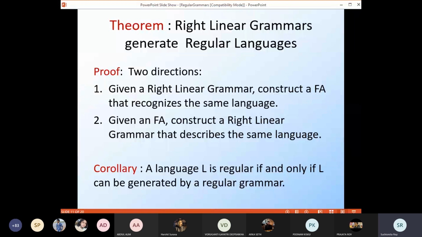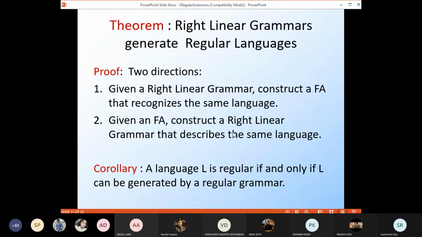If you take a theorem like this, you can see it is an if and only if theorem. A right linear grammar generates a regular language, and a regular language can be represented by a right linear grammar, so they are equivalent. Equivalence means you have to prove it in two directions. Always remember that any equivalence based theorem means you have proof in two directions. Basically you have two proofs.